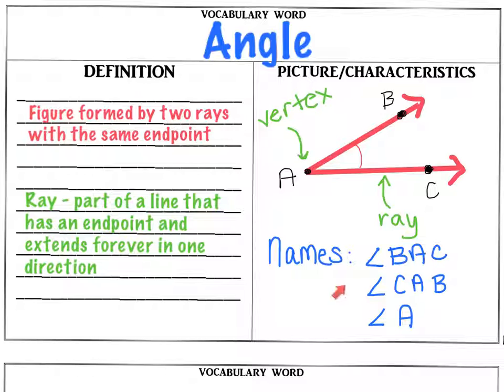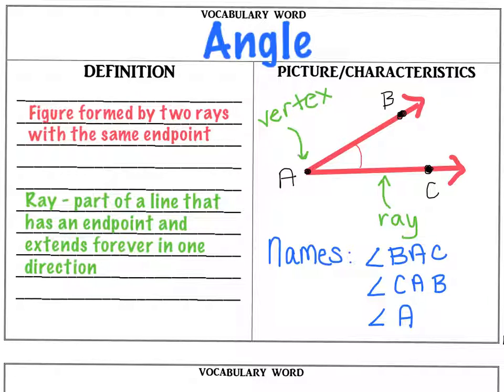So the first way is angle. We use the symbol angle. This is the symbol for angle, angle BAC. So you can describe this angle by its points. Angle BAC. And the order is important. You want the vertex to be in the middle. So BAC or CAB. You can write it angle CAB. Okay, what you don't want to do is say angle ABC. That won't work. The middle letter has to be the vertex.